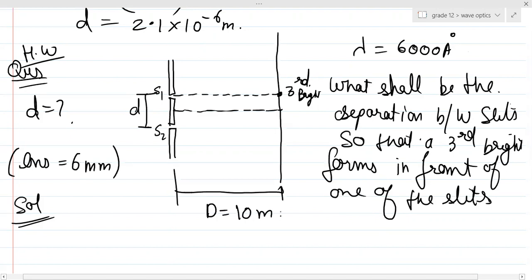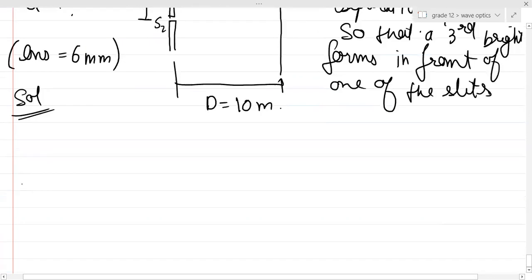The answer is 6 millimeters. Anyways, next. I think I'll be done with all the questions today only. No, still one or two more questions will be done in the next class.